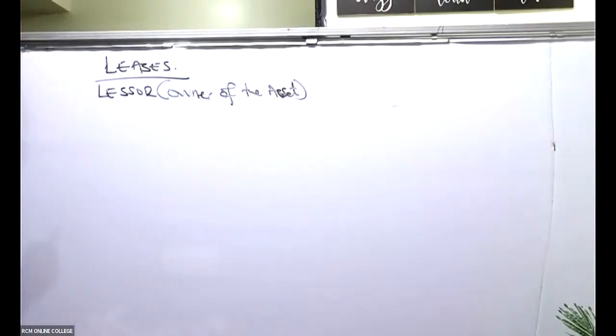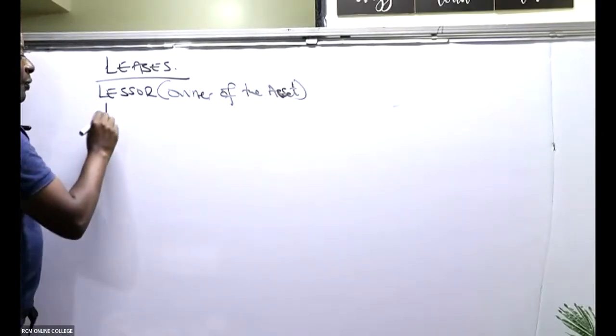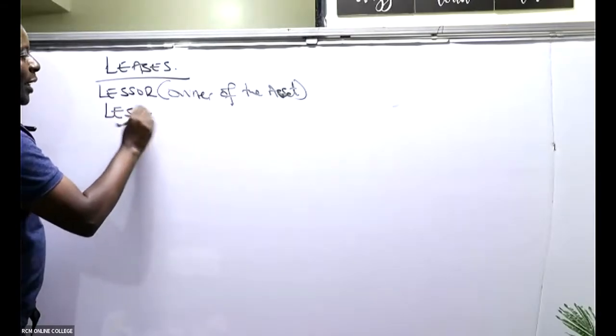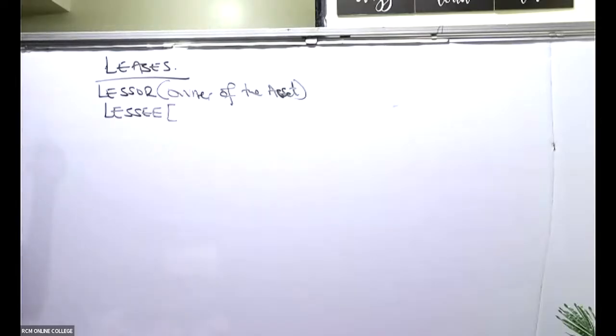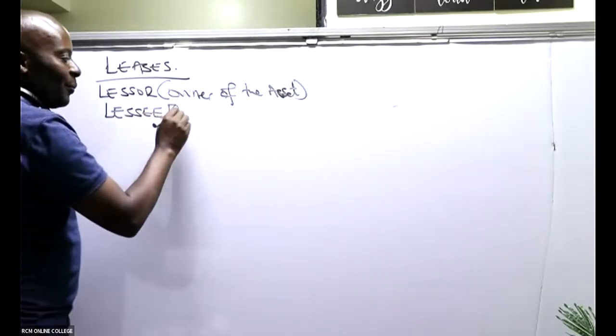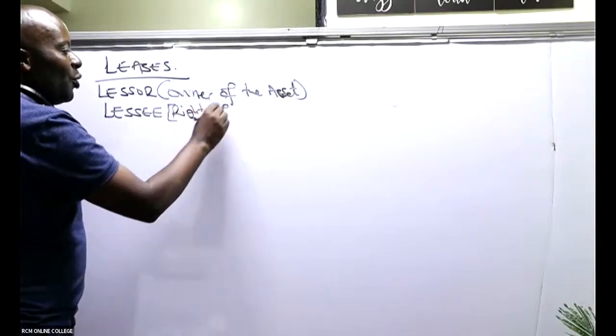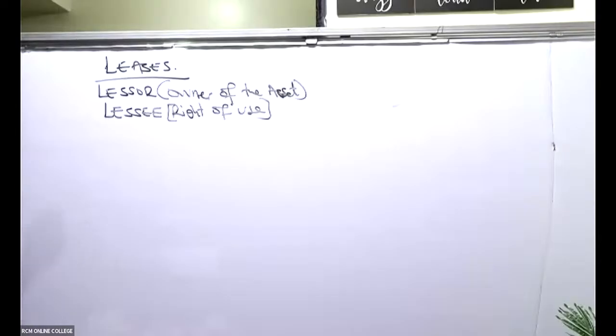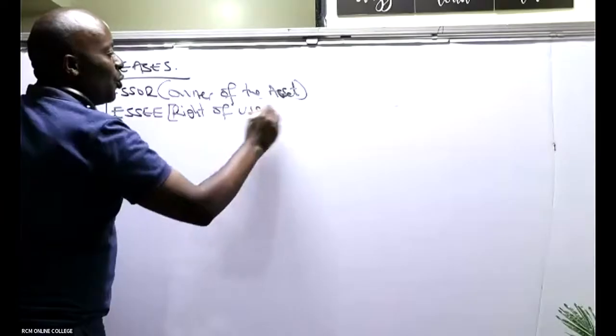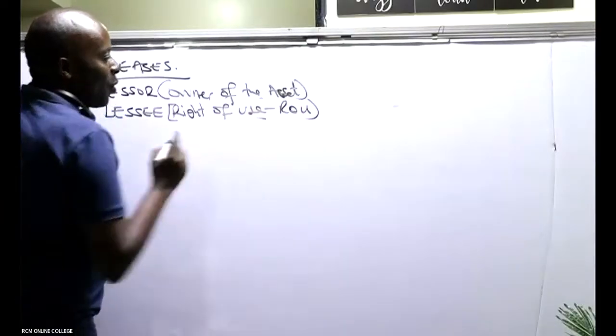A landlord. And then, ladies and gentlemen, we have the person that we called what here? The lessee. The lessee, in this case, is the one who is going to get the right of use. He doesn't own the asset, but he'll be able to get what we call the right of use, which we shall be abbreviating as ROU.